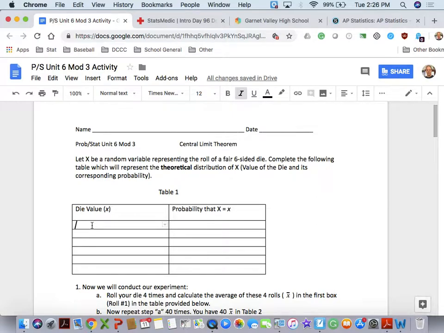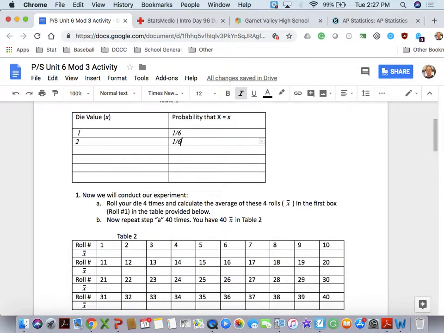So the very first part says down here in the table, I'm going to show you how to fill it in. It says put the die value. So what are the values on the die? Well, the first one I could get a 1. And it says what's the probability of that? It's 1 divided by 6. Second one I could get a 2, probability of that, 1 divided by 6, and so on. You can fill out the rest of that table.